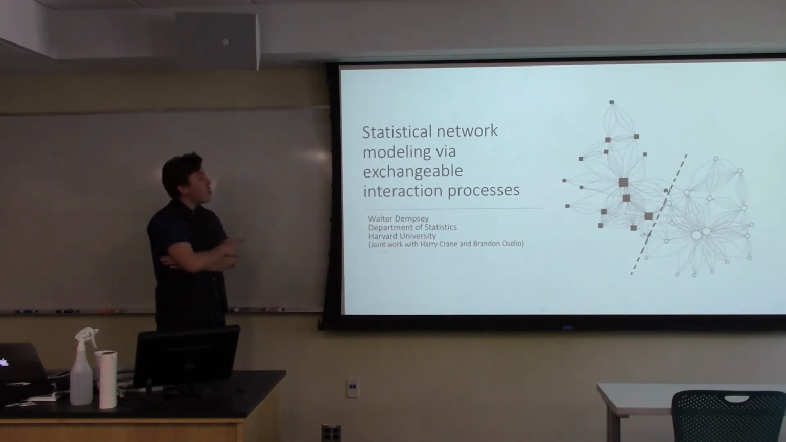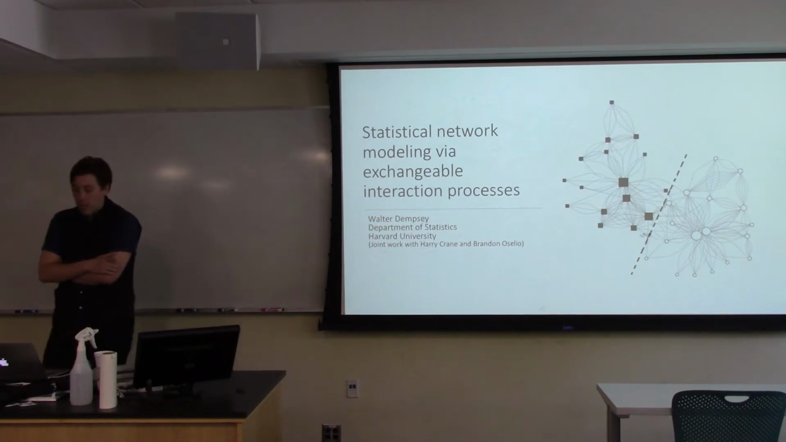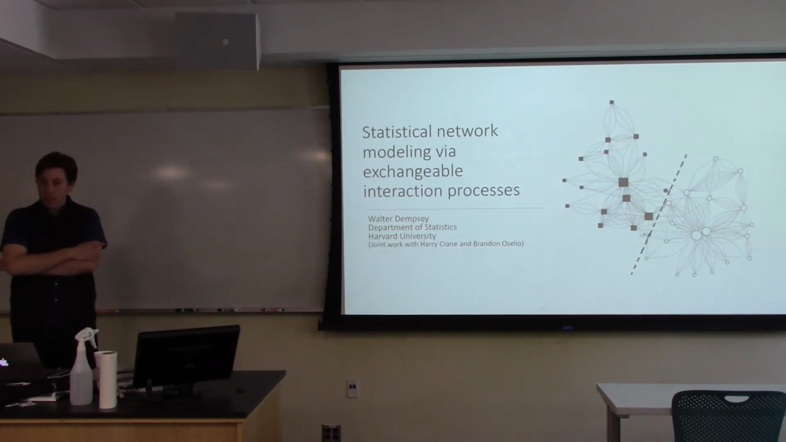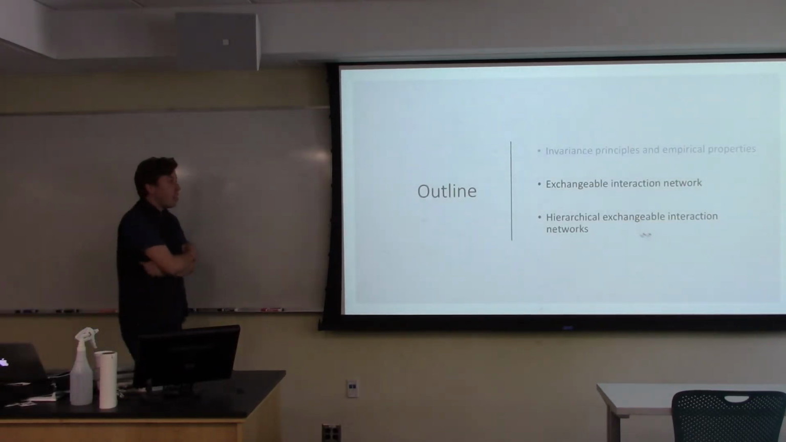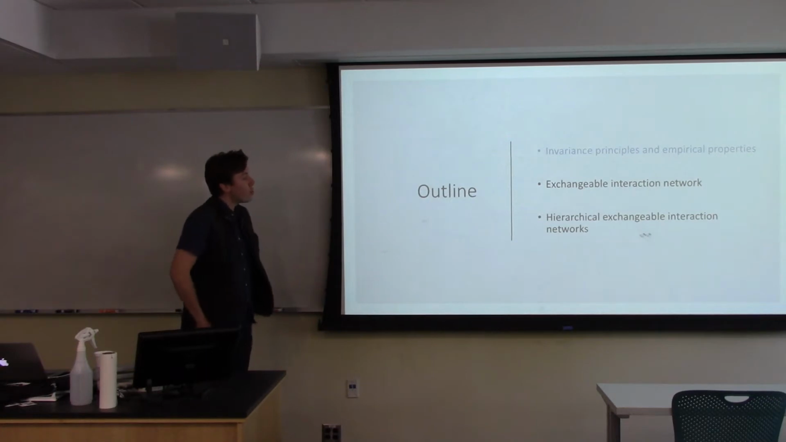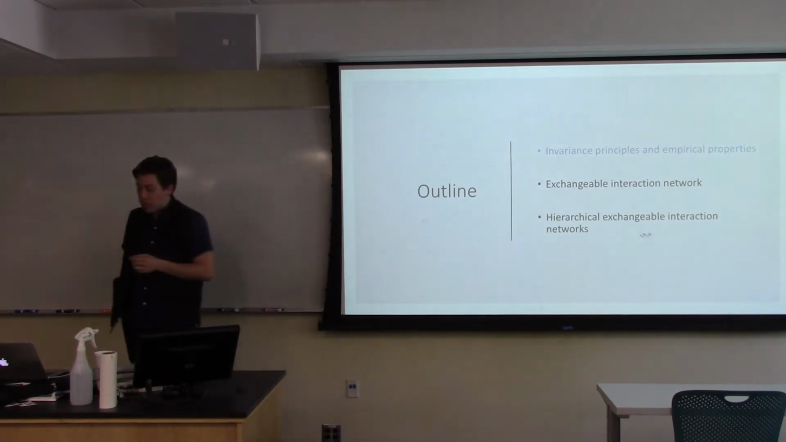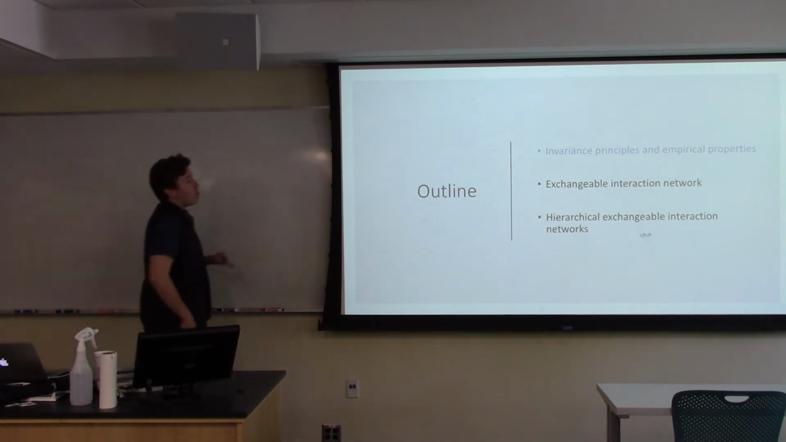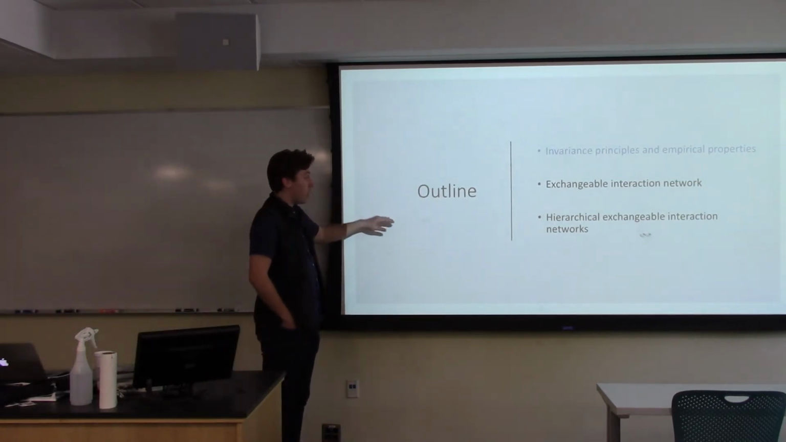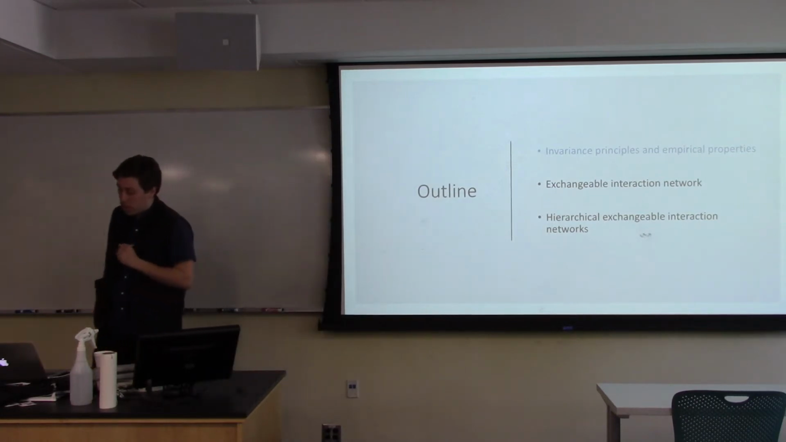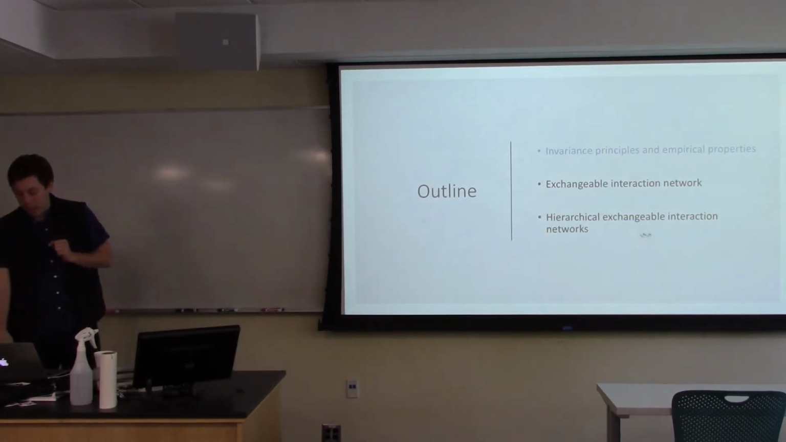So this talk is called Statistical Network Modeling via Exchangeable Interaction Processes. I'll explain what I mean by exchangeable interaction processes, and then go through a couple of different models that we're considering and some statistical properties of them. The way I've outlined this talk is to first go over something which I usually skip, but I realized that this is the way that Peter's made me think for a while, so I should talk about it a little bit, which is starting with invariance principles and how to incorporate empirical properties into my statistical models. I'll then go through how to define an exchangeable interaction network, and then I'll end with talking about hierarchical exchangeable interaction networks and apply it to an email data set that Kerry is familiar with.